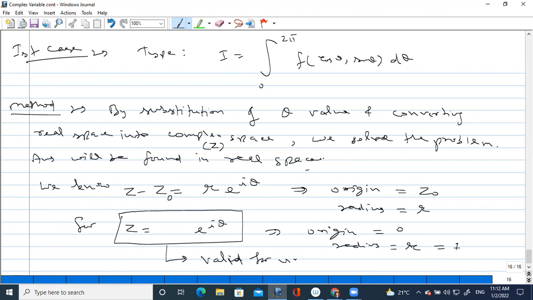Valid for unit circle with origin at 0. So this much you know. So this is important thing. We will use this transformation for solving such type of problem. Okay, note down this. Because here if you want to know the radius now, so radius we can find out by mod z. So mod z of this will also be equal to 1.